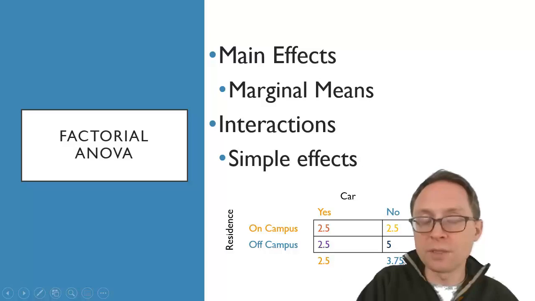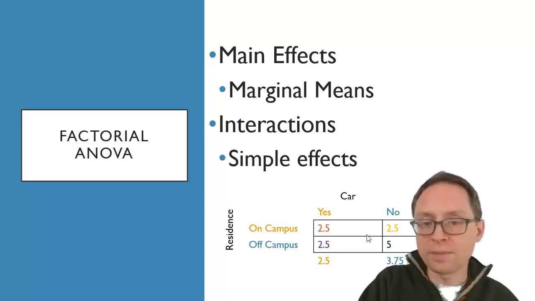And the same thing over here. Here's the other marginal means. The other marginal means are whether you own a car yes or own a car no, right? We don't care about whether you're on or off campus right there. The main effects are just the factors by themselves. We put these means in the margins. That's why we call them marginal means.